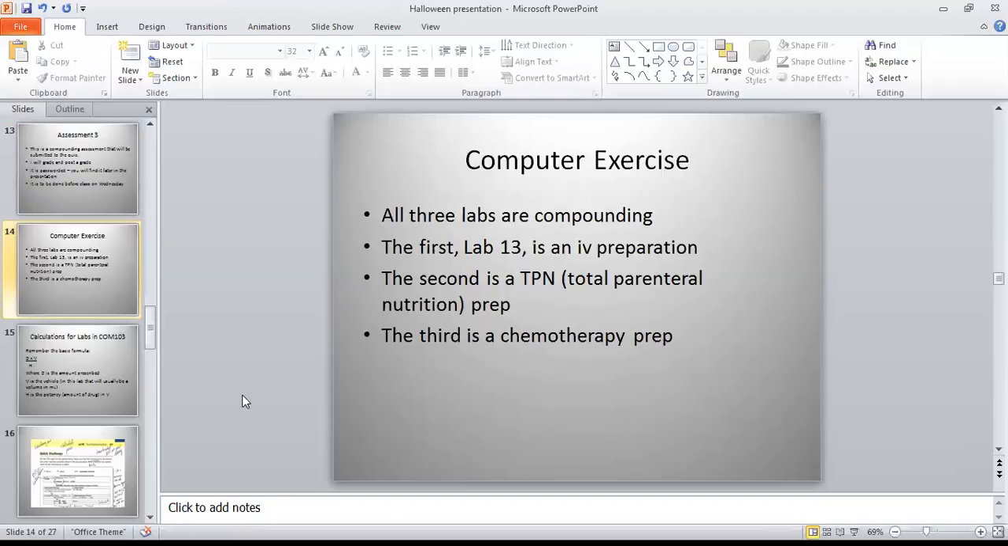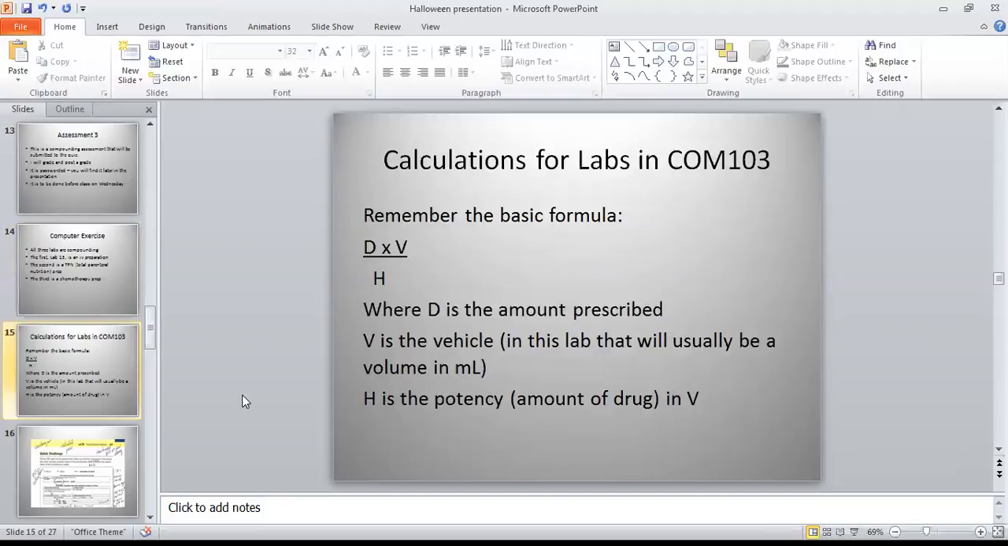The third is chemotherapy for cancer prep, and we'll talk about that in a bit too. You'll have to do some calculations.